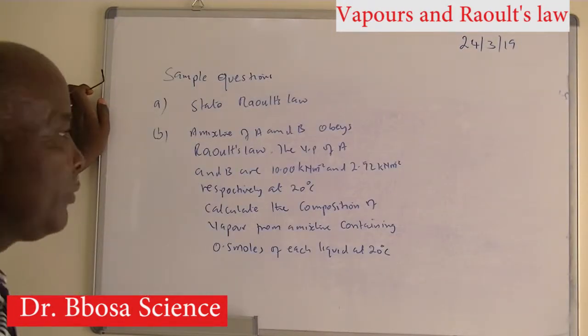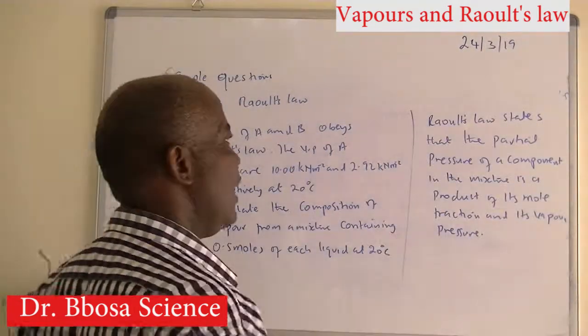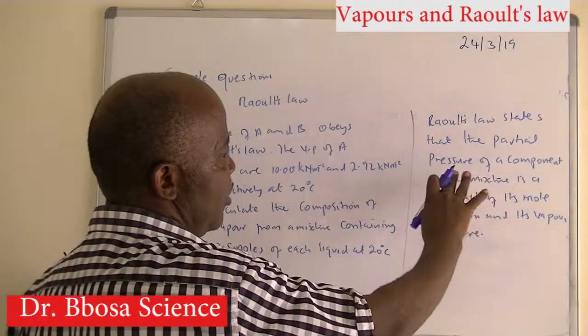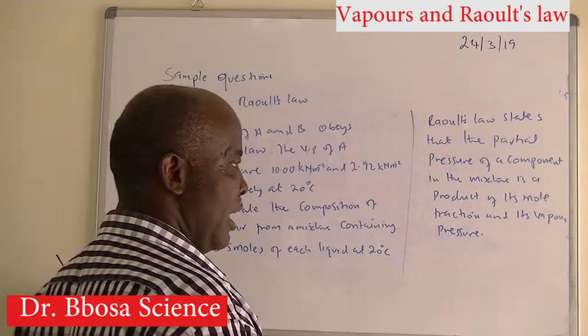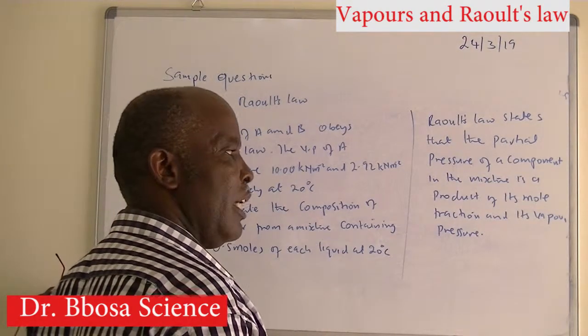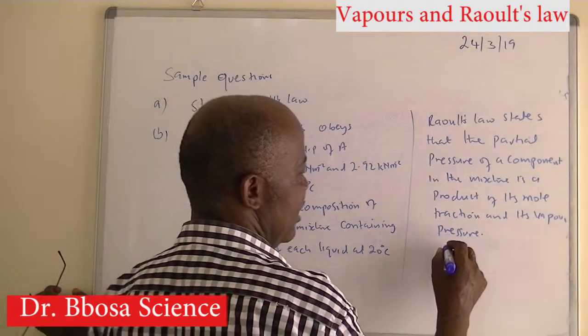Sample question. A: state Raoult's law. Raoult's law states that the partial pressure of a component in a mixture is the product of its molar fraction and its vapor pressure, i.e.